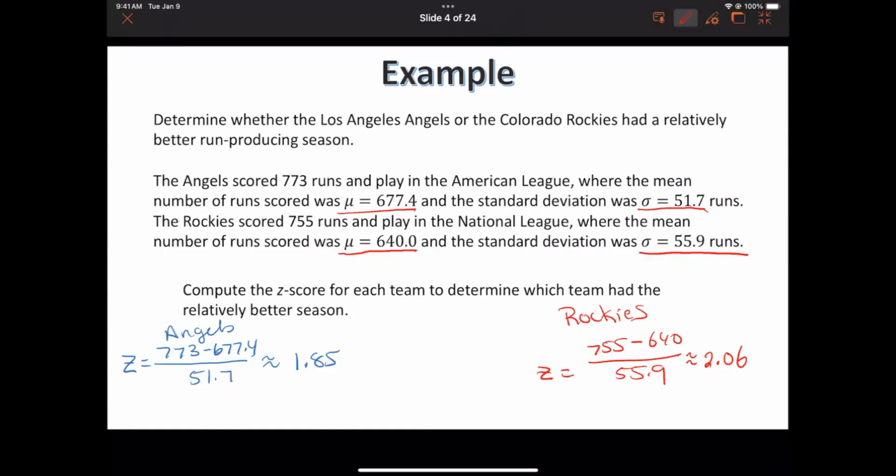Right, so you can see the Angels' Z-score was 1.85. The Rockies had a Z-score of 2.06. So even though they scored fewer runs, relatively they had a better season. Their number of runs is an outlier, greater than 2 standard deviations away from the mean. So they did really great. Not that the Angels had a bad season. 1.85 is still really close to 2 standard deviations, but the Rockies did amazing. So relatively, they did better. Does this make sense? Questions?